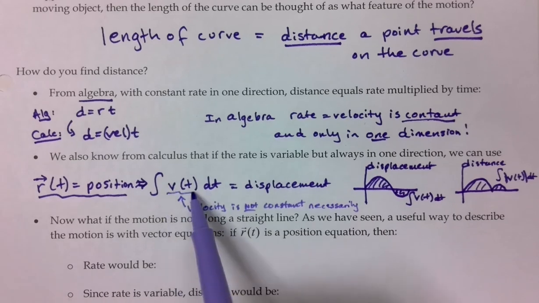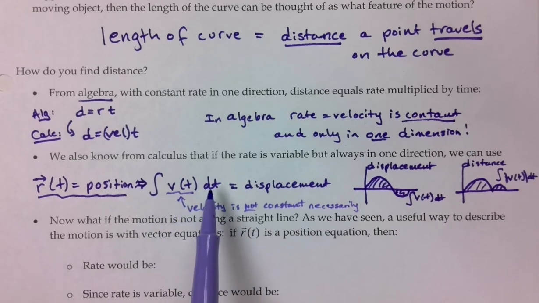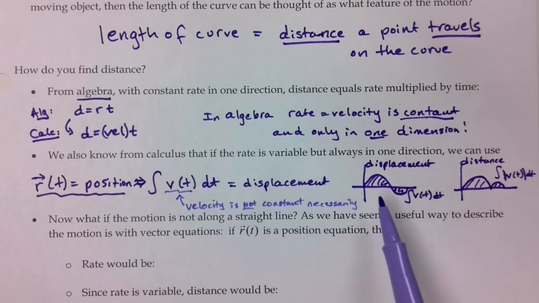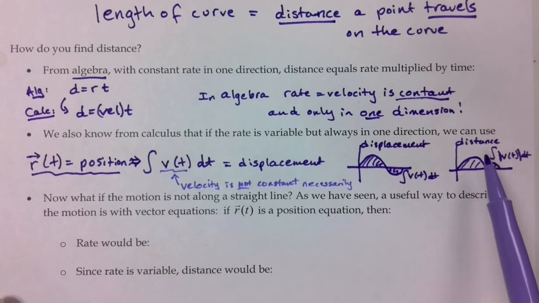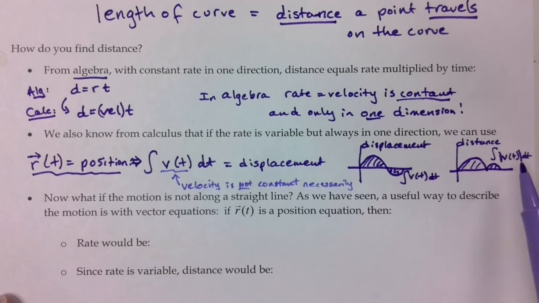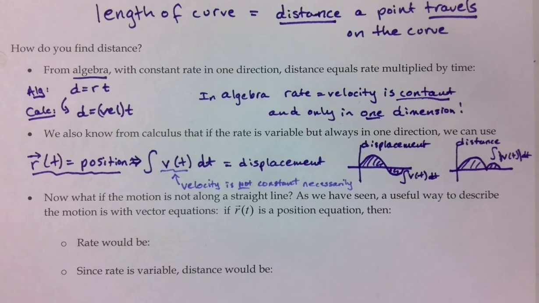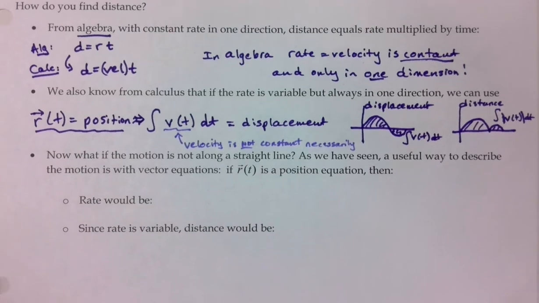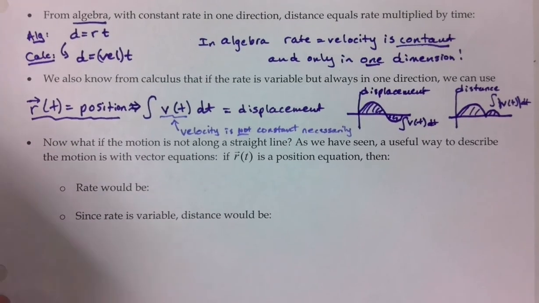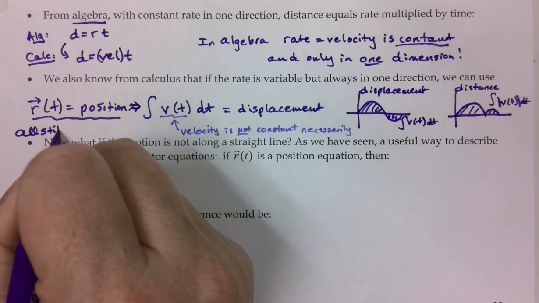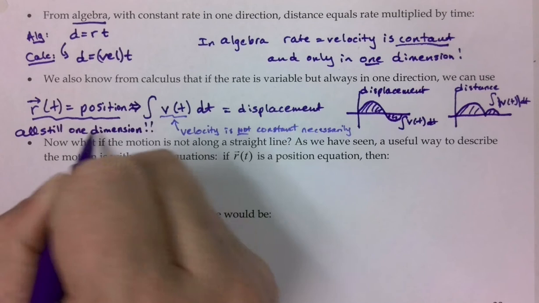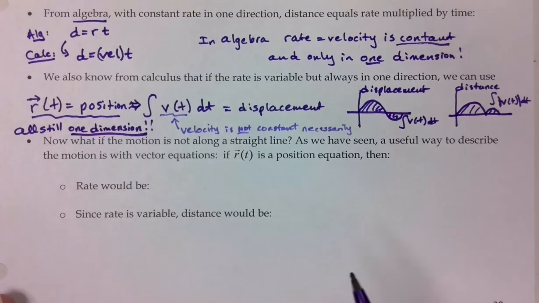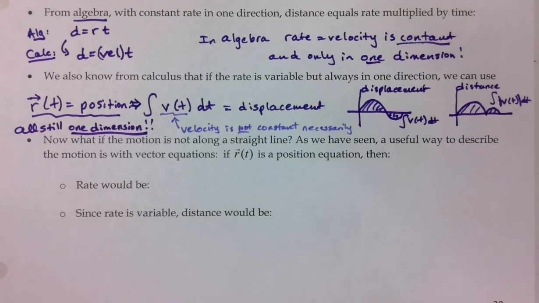If you take the integral of velocity with respect to time, you'll get displacement. Displacement is the area between the velocity curve and the t-axis. Distance is the area between the absolute value velocity curve and the t-axis. But what if we're not moving along a straight line? Oh, and this is all still one dimension. That's what we assumed in Calc 1 and Calc 2: everything was still motion in one dimension.